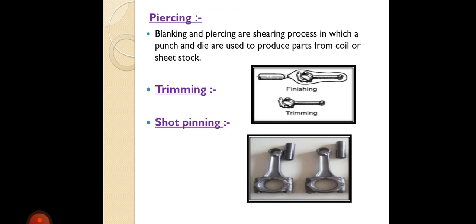Then the next process is trimming. Trimming is a manufacturing process used as a finishing operation for forged parts in order to remove flash. So the next process is shot peening. Shot peening provides uniform, precise finishes for metal surfaces while increasing wear resistance and strength.